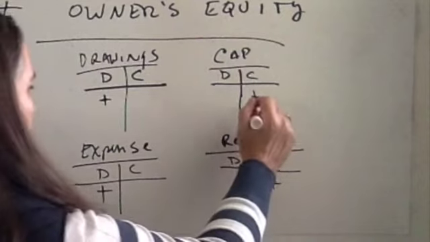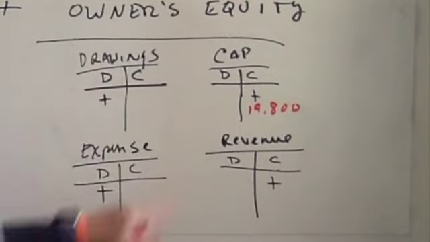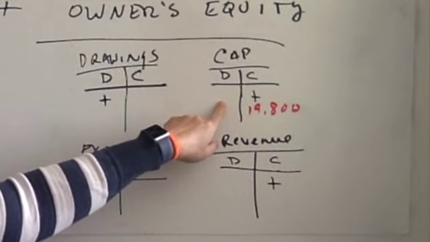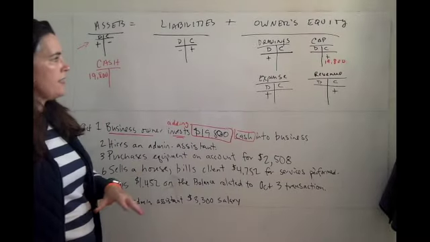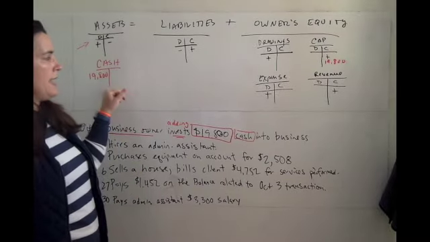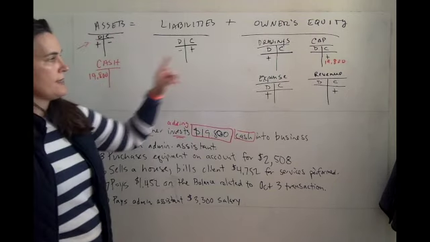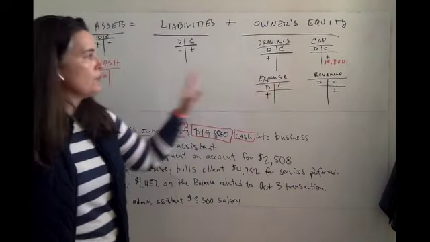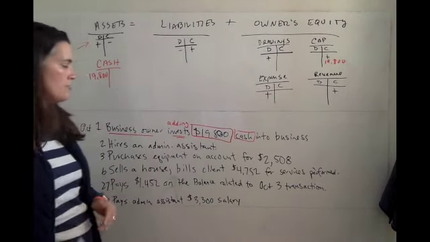So over here, I'm going to have $19,800 as a credit. Because remember, we don't ever debit capital. We only credit capital. So in the homework software, you're going to see that we're going to be adding to assets and adding to capital. And that means we're going to be debiting assets and crediting capital. Okay? And if you notice, our accounting equation balance is $19,800 equals $19,800.